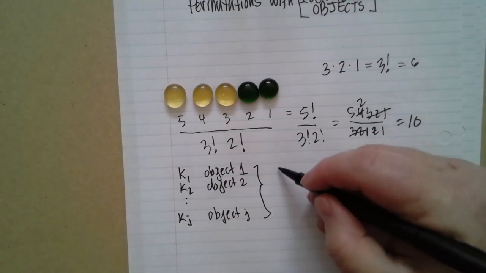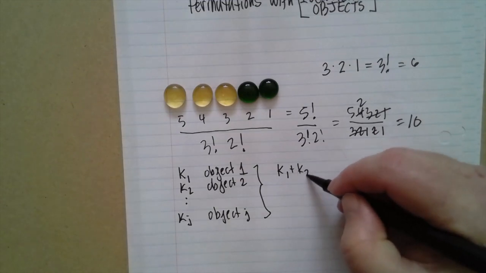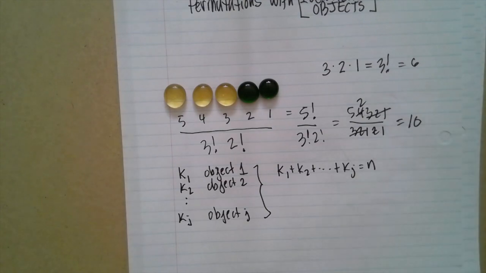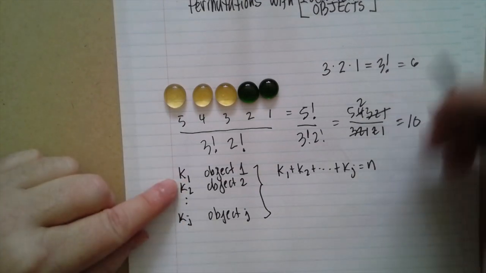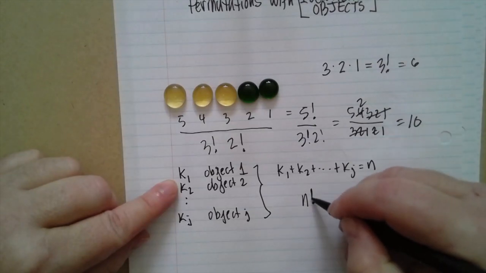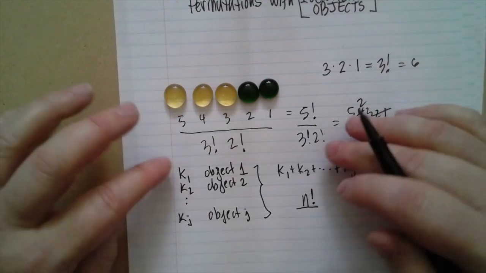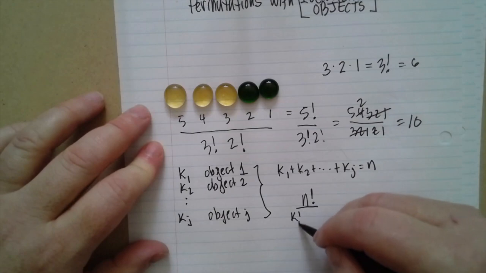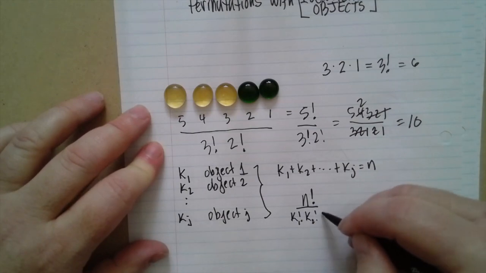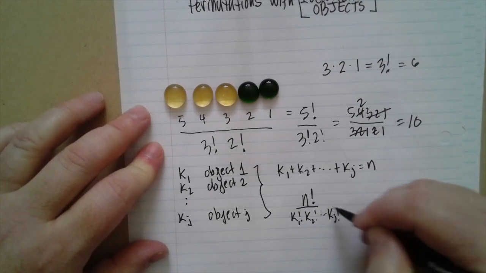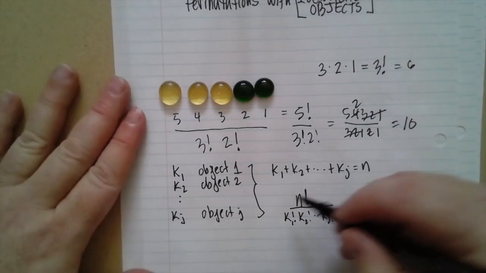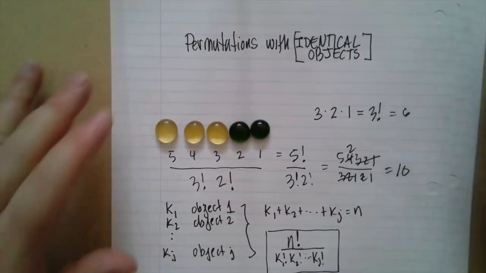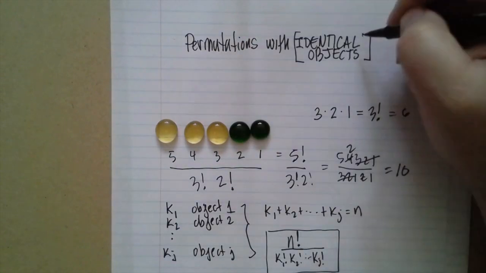Now, what we do know is that when we add them up, we get how many total there are. Now, if these objects were all different, there would be n factorial ways of arranging them. But because these are identical objects, we do have to divide out the arrangements of each one of those to give us how many objects are. And we have our formula for how to find permutations with identical objects.